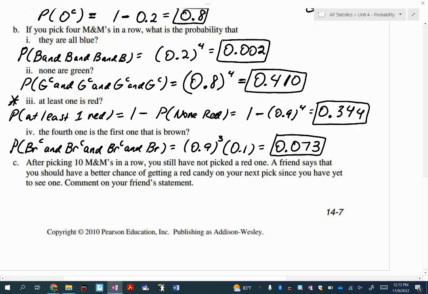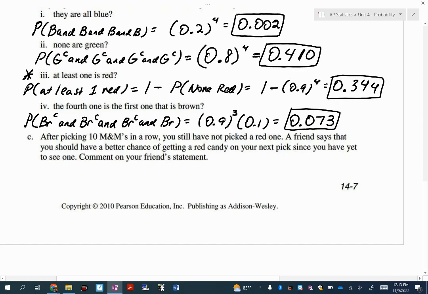Okay, and this last question is a really good way to get some dialogue, some conversation about this idea, one of the main ideas in this chapter. So we have 10 M&Ms that we picked in a row, and we still have yet to pick a red one. A friend says that you should have a better chance of getting a red candy on your next pick, since you've yet to see one.